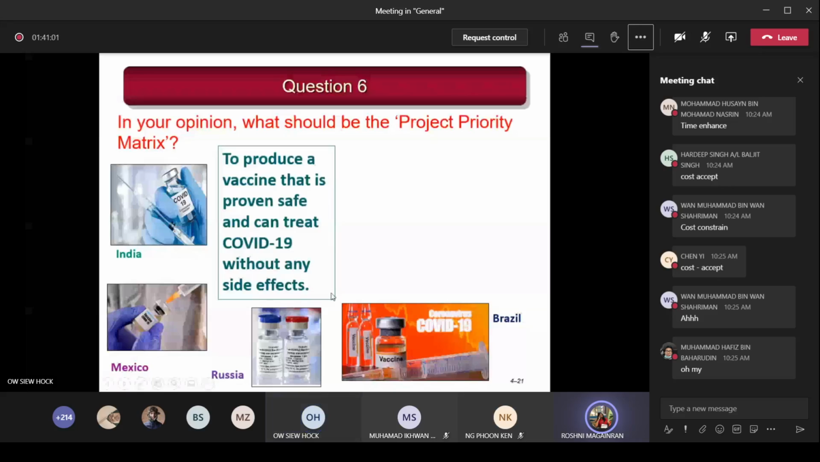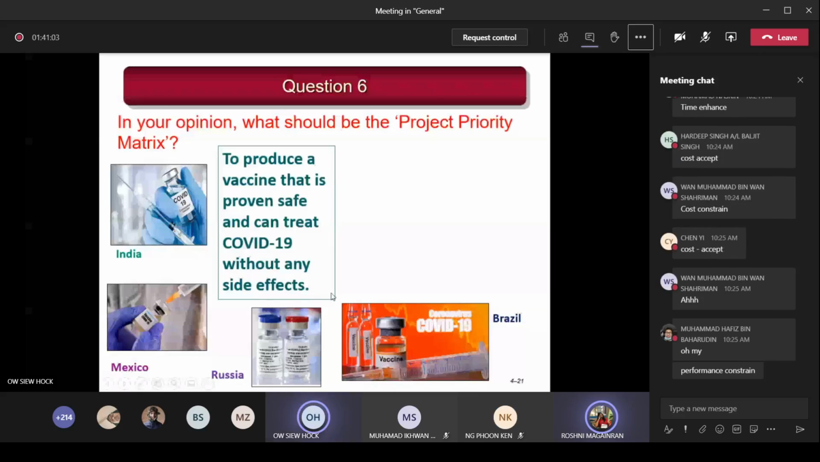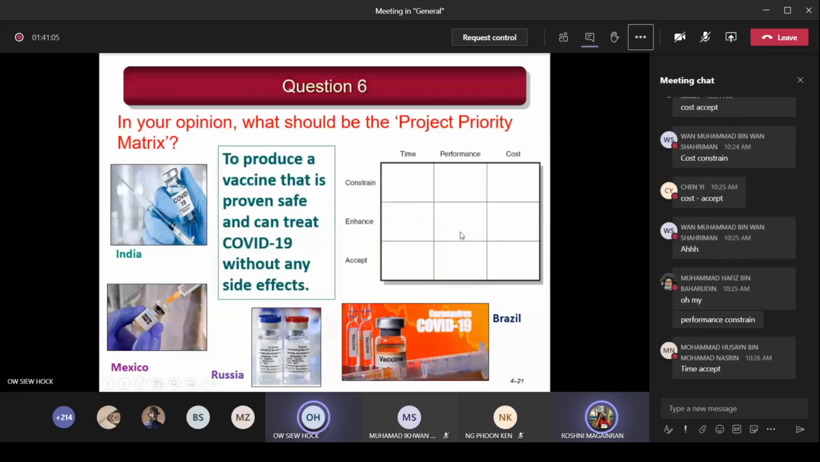Performance enhanced, yeah. Time accept. It can take longer time, okay. Then cost will be? Accept. Cost also accept. Any other answers?